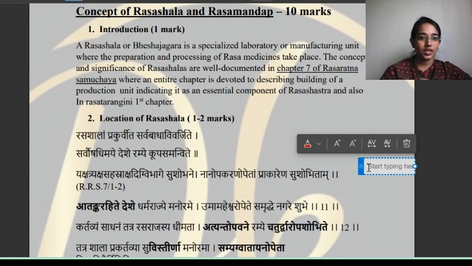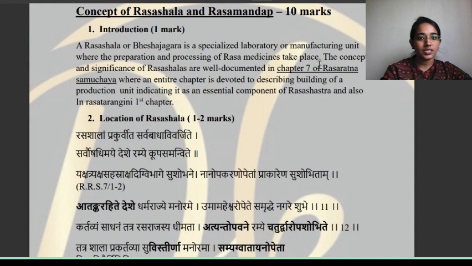Okay, so in this sentence, you have mentioned what is Rasashala or Bheshajagara, and in the next, you are mentioning the references. The concept and significance of Rasashalas are well documented in chapter 7 of Rasaratna Samuchaya, where an entire chapter is devoted to describing the building of a production unit. And also in Rasatarangini chapter 1, the concept of Rasashala has been mentioned. And that comprises the introduction.